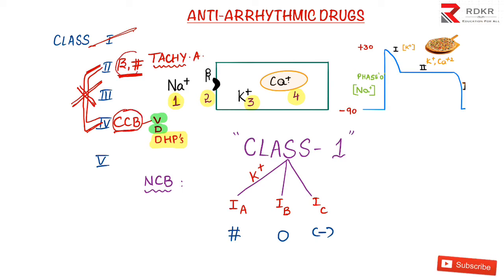So both the channels and receptors are blocked and your heart goes into a severe depression. So there is a risk of severe myocardial depression. That is why you don't combine the class 2 and class 4. Okay. What are we left with?